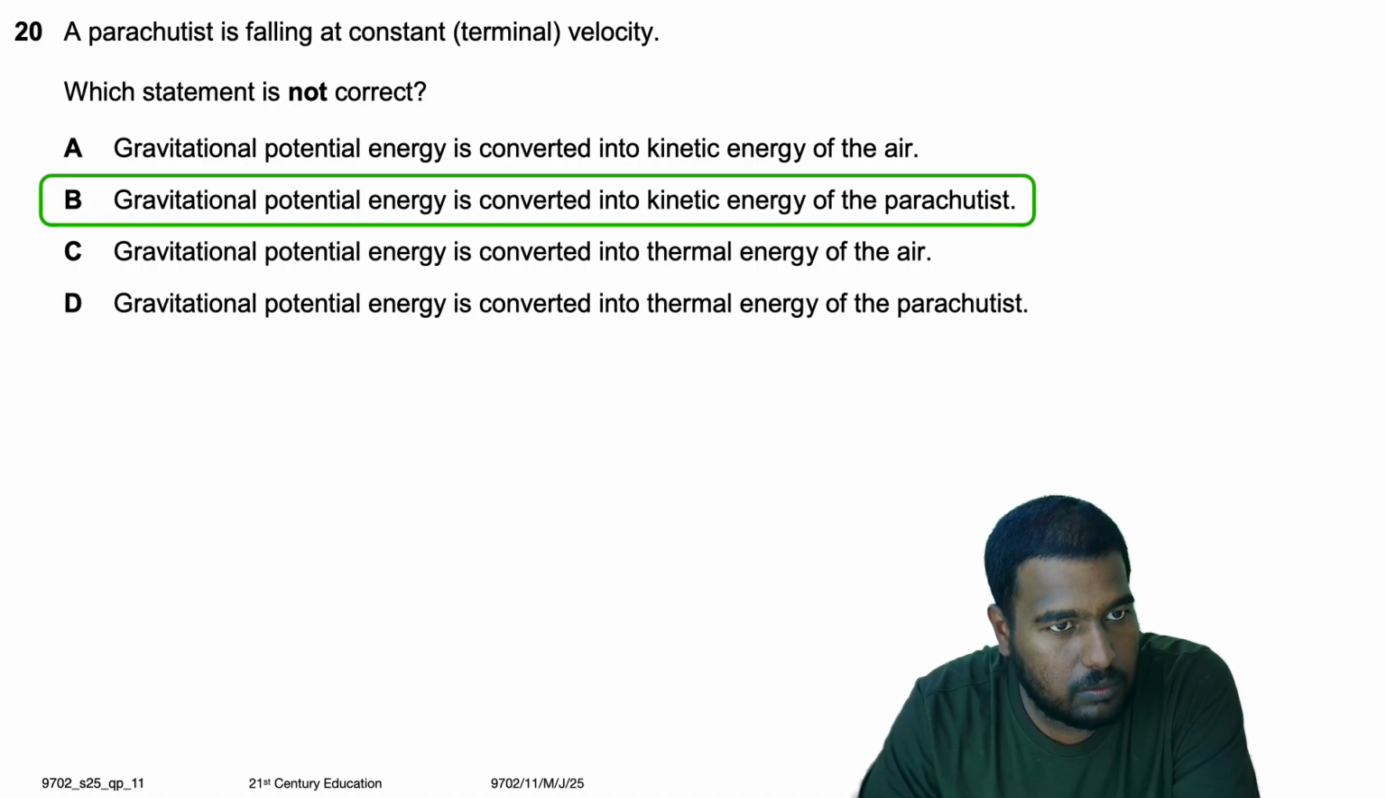Gravitational potential energy is converted into the kinetic energy of the parachute. Nope. This is before it reaches terminal velocity. You can note down this question because all the points are very important.